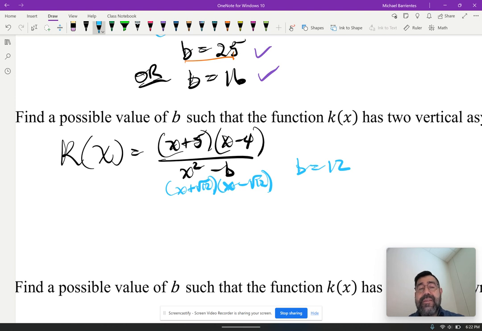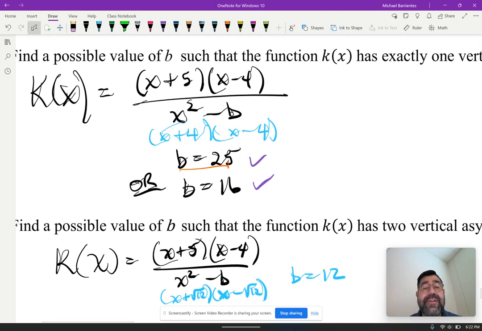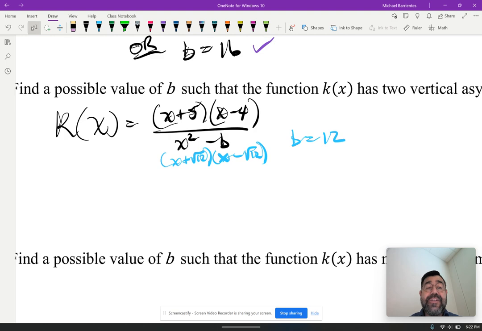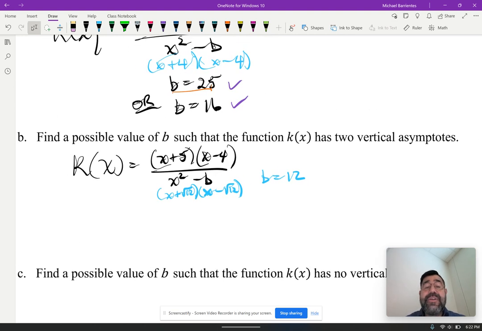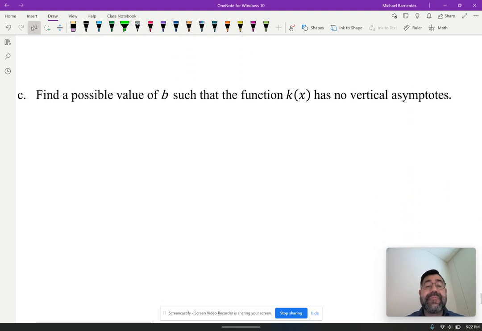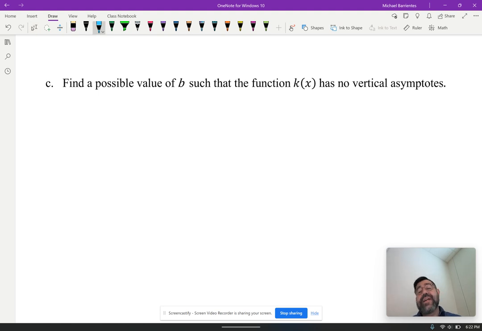So the reality is that b could be any number that's positive except 16 and 25. Because if I pick 16 or 25, one of those factors in the numerator is going to reduce, and then I'm just left with one. But if b is any number other than 16 or 25, then we'll get two vertical asymptotes, right? So here's the tricky part. How do we get no vertical asymptotes?